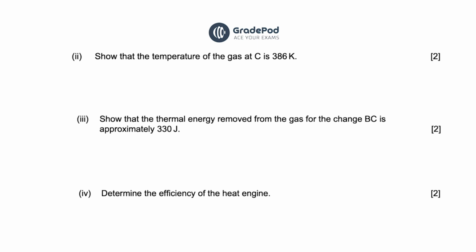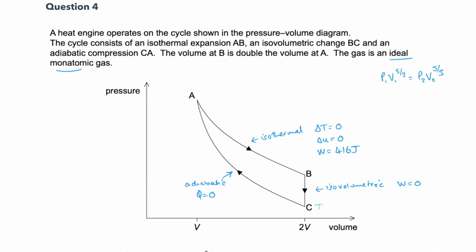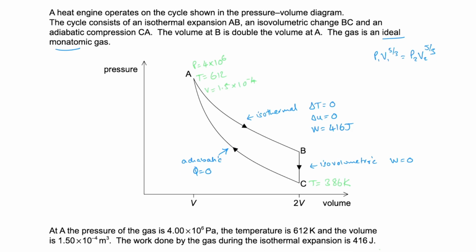A2. Show that the temperature of the gas at C is 386 Kelvin. Let's go to our PV diagram. We want to show that the temperature is 386 Kelvin here. We've got a lot of data for A. We know that the pressure is equal to 4 times 10 to the 6. I can't be bothered putting all the units in, so just bear with me here. 612. And the volume is 1.5 times 10 to the minus 4. We can see that the process from C to A is an adiabatic compression. That means we can use this relationship as expected. And it's also an ideal gas, so we can use this too.